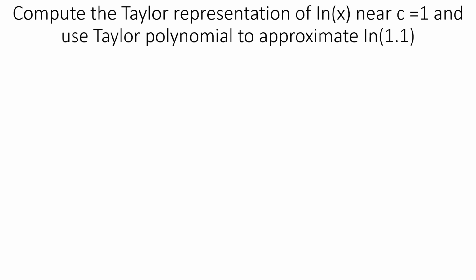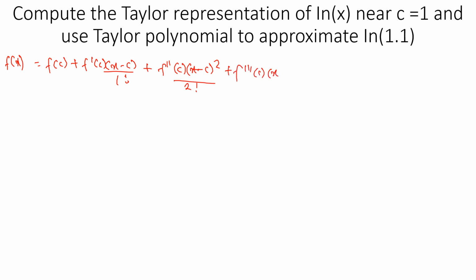The first thing is you write out the Taylor series, which is f of x equals f of c, plus f prime of c, the first derivative, times x minus c over 1 factorial, plus f double prime of c, the second derivative, times x minus c squared over 2 factorial, plus the third derivative of c times x minus c raised to the power of 3 over 3 factorial, plus the fourth derivative of c times x minus c to the power of 4 over 4 factorial, plus the fifth derivative of c times x minus c to the power of 5 over 5 factorial, plus continuing like that.